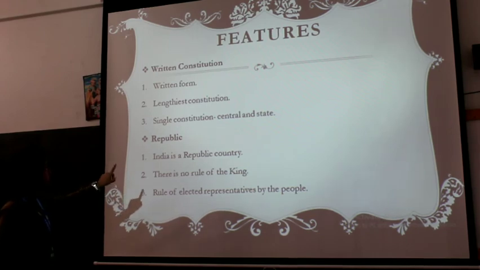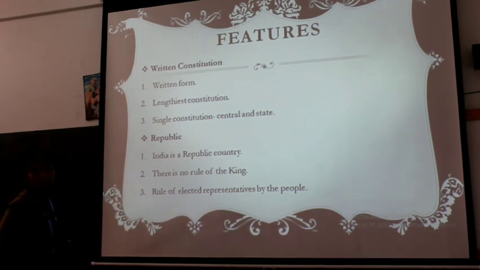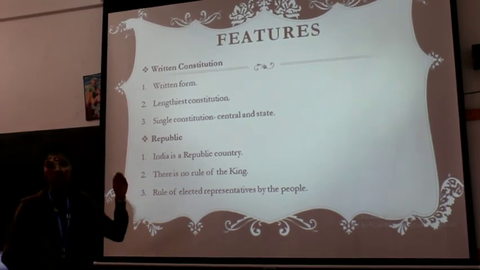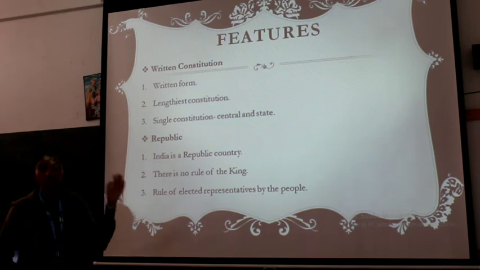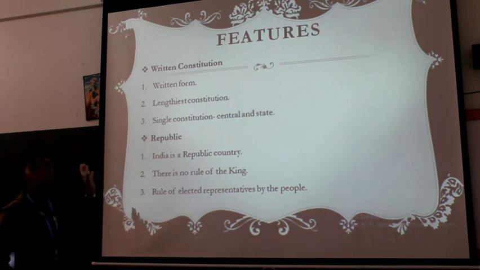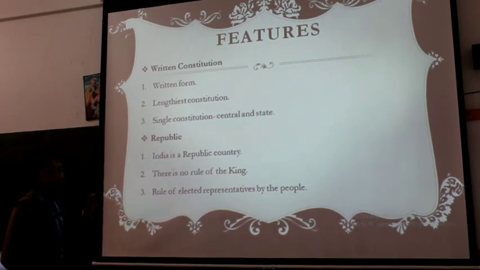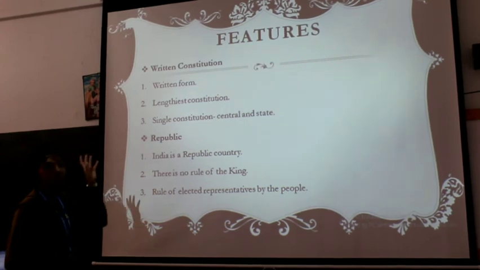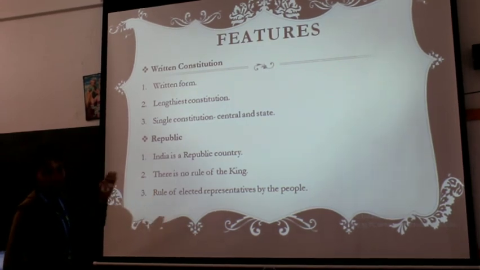It is in written form and it is the lengthiest constitution. Okay, as I said earlier, the Indian constitution is one of the lengthiest constitutions. Why? Because we have a common constitution throughout the country. It is not separate. It is not like, okay, this state has a different constitution. Whereas it has a common constitution throughout the country. So this is the reason it is the lengthiest constitution, and it is a single constitution, central and state. Okay, it is not different. It is not like the central has a different constitution, whereas the state has a different constitution, but it is the same. That is the reason it is the lengthiest.